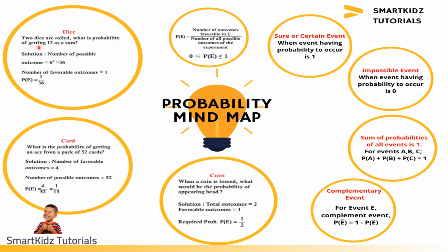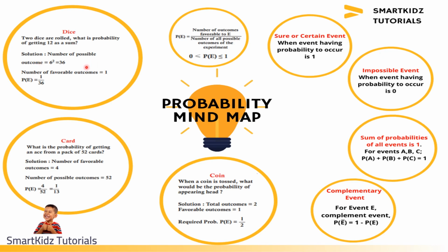Now here you are asked to roll 2 dice and asked what is the probability of getting 12 as a sum. To get 12 you have to add 6 and 6 for each of these dice, and the maximum number possible on each dice is 6. So the probability of getting 12 as a sum when these 2 dice are rolled together is only 1 favorable outcome, because that will only happen when on both the dice you get 6 each. So that makes the number of favorable outcomes equal to 1.